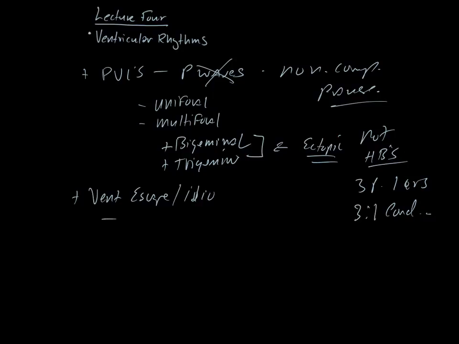Okay, what differentiates these from junctional? Right, the QRS tends to be wide. No P wave. Okay, slower, right? They tend to be much slower. Now sometimes junctional rhythms can be wide, they can be slow, they may lack P waves.